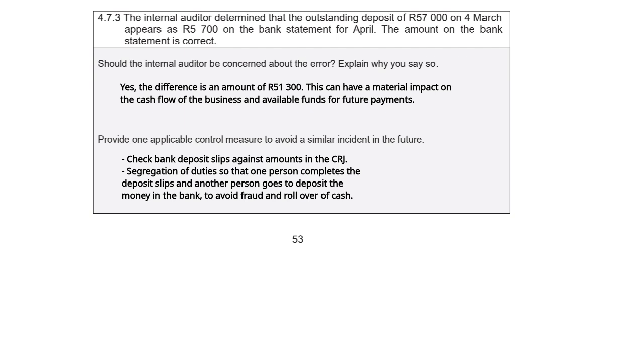Provide one applicable control measure to avoid a similar incident in the future. Well, firstly, you can check your bank deposit slips against the amount in your CRJ and have segregation of duties so that one person completes the deposit slips and another person goes to the bank to deposit the money in the bank, to avoid fraud and rollover of cash.